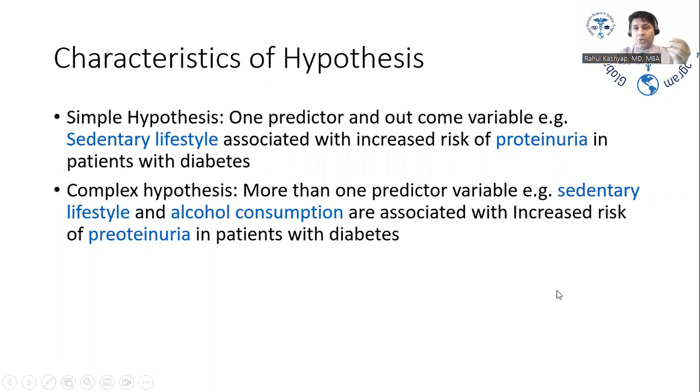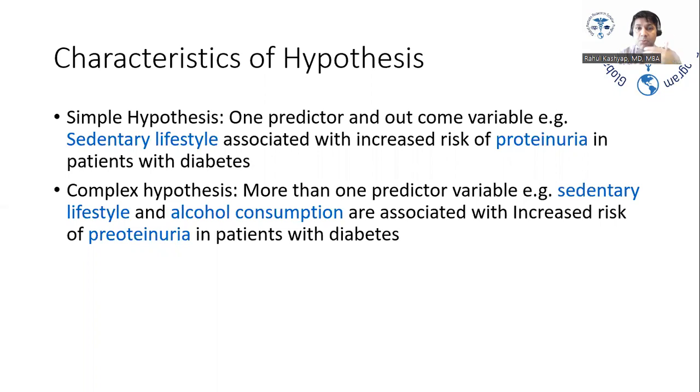If I divide hypotheses into two parts, simple and complex: in a simple hypothesis, you take one predictor variable, like smoking and lung cancer. In this case, sedentary lifestyle is associated with increased risk of proteinuria in the diabetes patient population. Sedentary lifestyle is your predictor and one outcome is proteinuria.